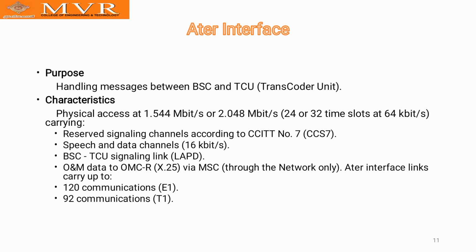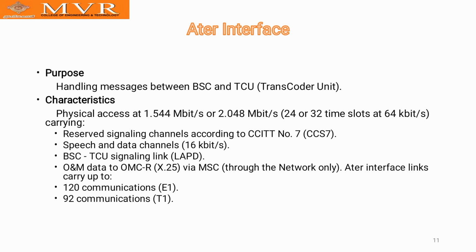In this, the BSC and TCU signaling link is done in LAPD. LAPD means link access protocol on the D channel. So those signalings are provided by the link access protocol of the D channel. Operations and maintenance data goes to the operation and maintenance controller of the radio via X.25, through the MSC, mobile switching center, through the network only. The interface links carry up to 120 communications of E1 and 92 communications of T1. So this is the Ater interface.